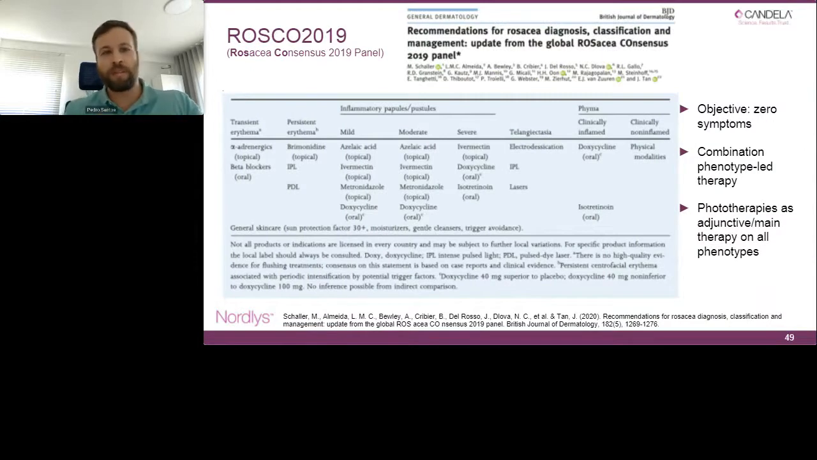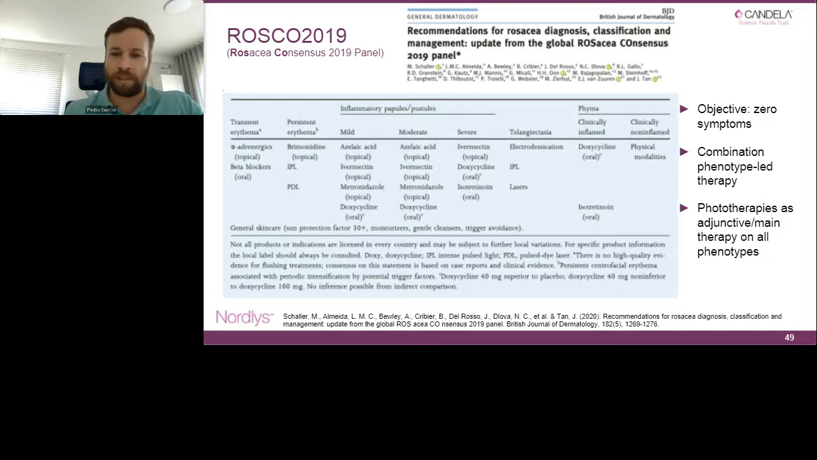I would like to bring to you the last rosacea consensus, the ROSacea COnsensus (ROSCO) 2019. In this consensus, there are three topics that I want to focus on. Mainly that the objective of our treatment plan is to provide our patients a nearly zero symptoms condition, that the therapy should be phenotype-led, and normally a combination therapy, and that phototherapies are important as adjunctive or main therapy in all the phenotypes.